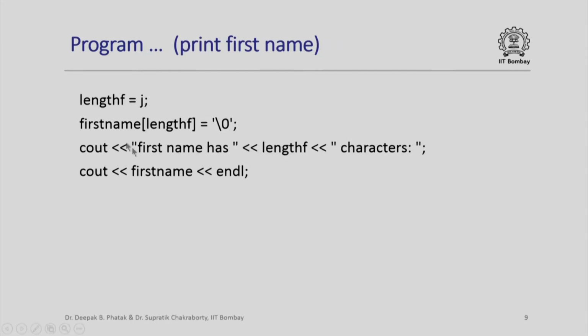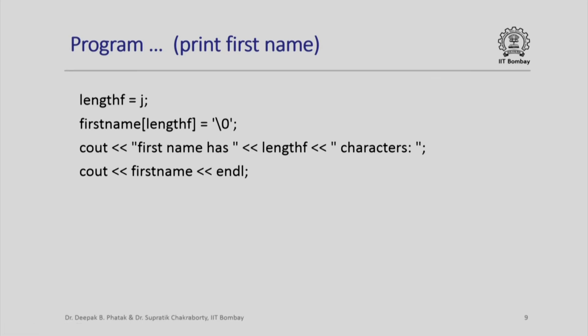We can now put j, the current value of j, as the length of first name. Remember, j would have been incremented 1 beyond whatever are the characters that we have assembled. We can simply put at this point the \0 or the terminator character in the first name string and print out the first name string.